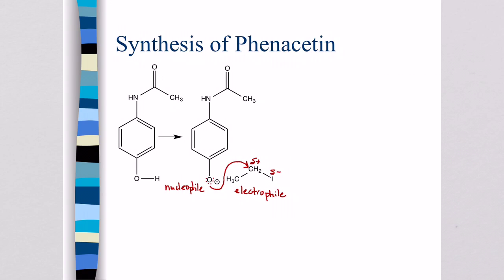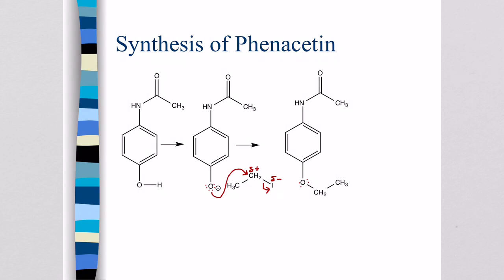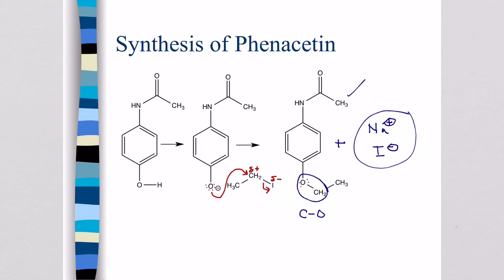There's our nucleophile, and we're going to break. Iodide is our leaving group. We're going to break that bond, and that's going to give us our product. And notice we have formed a new carbon-oxygen bond. And we also have sodium ions and iodide ions floating around in solution. But per usual, we're focusing in on the organic product of the reaction.